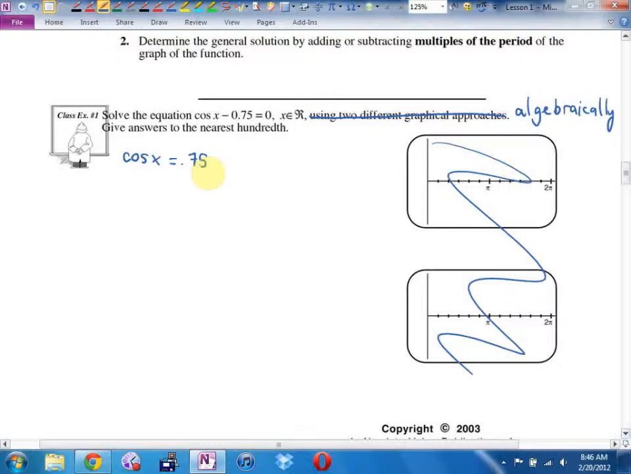Now, I start out the same way with the CAST rule. C-A-S-T. Justin, which trig function did they give me? Positive or negative, according to this question?